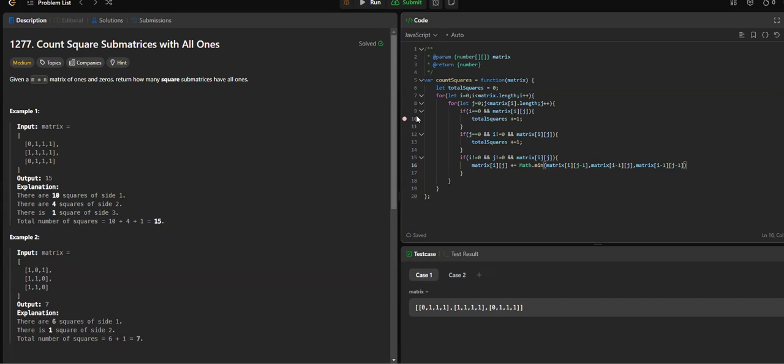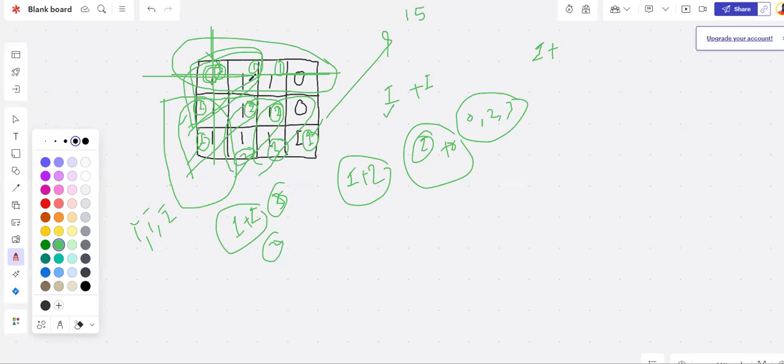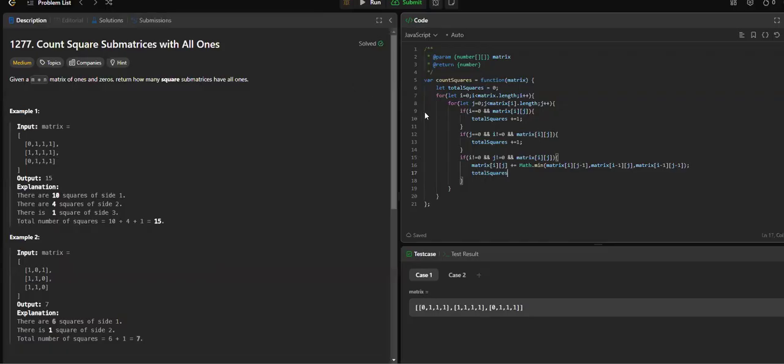So whatever the minimum value is, we are just going to add it, and then in total squares we add all the numbers, right? These numbers give us our total. So we are just going to add these three into our final solution. Total squares plus equals matrix[i][j]. And once we are done, let's just return total squares.